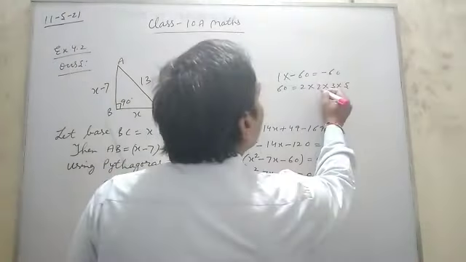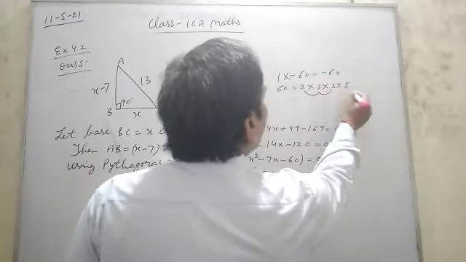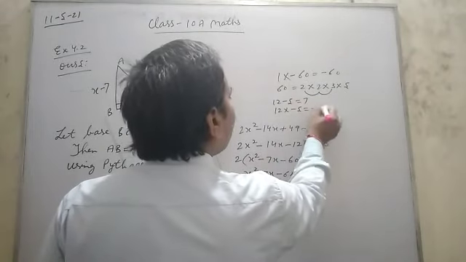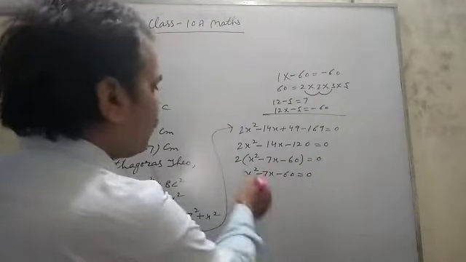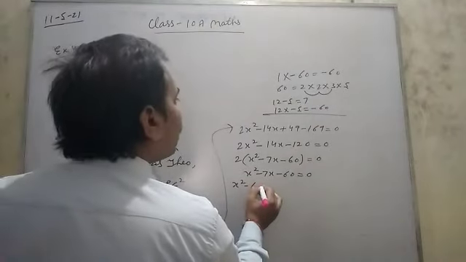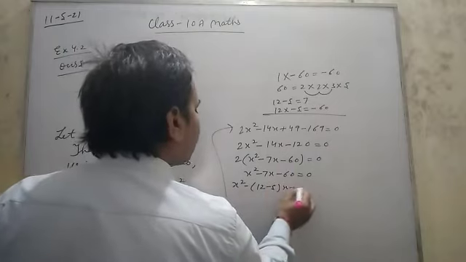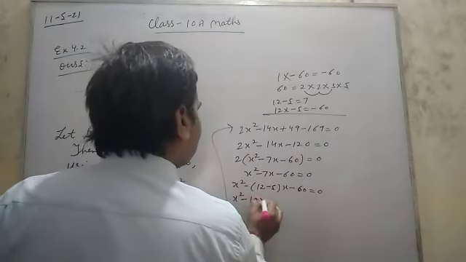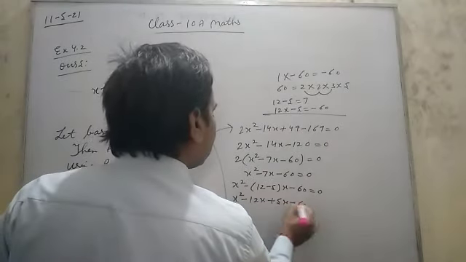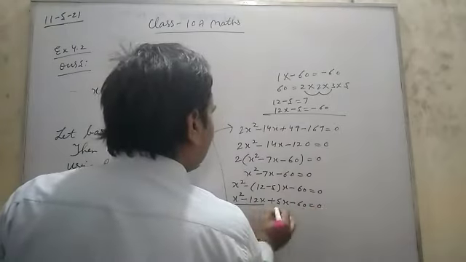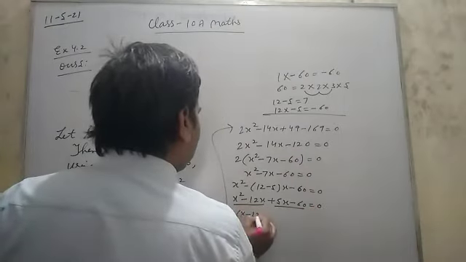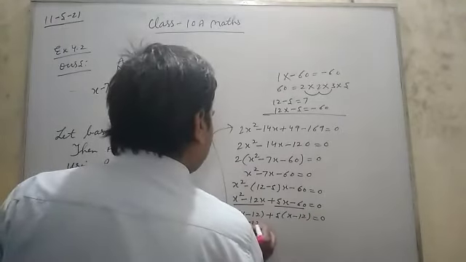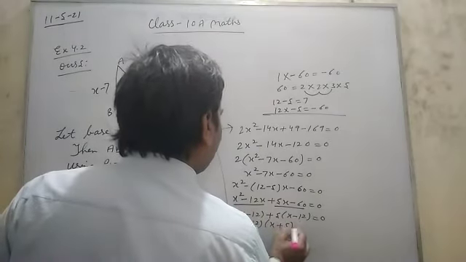So 7. So 2 twos are 4, 3 fours are 12, minus 5. 12 minus 5 is 7, and 12 into minus 5 is minus 60. Clear? So in place of 7 put 12 minus 5. Open the bracket. So x square minus 12x plus 5x minus 60 is equal to, then make pairs. So from first take x common, from second take 5 common. So (x minus 12) and (x plus 5).